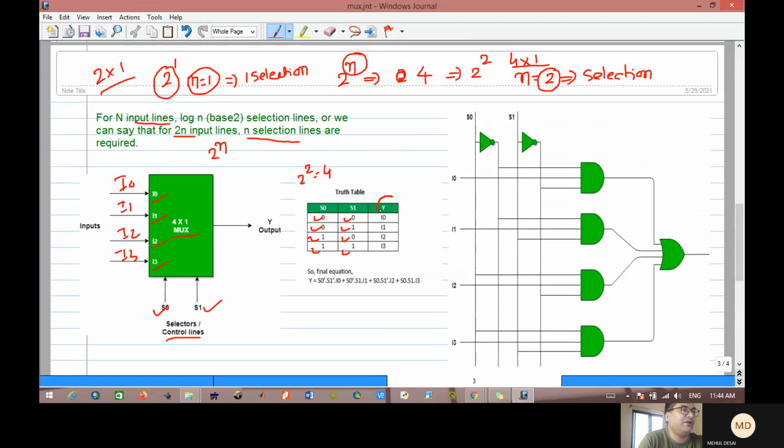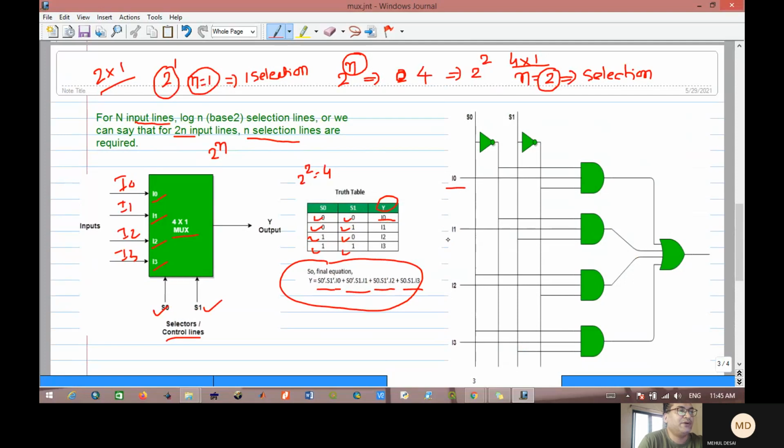Based on that, what is the final Boolean expression for this 4 cross 1 mux circuit? Y is nothing but: we get the output I0 when S0 and S1 are 0 0. So Y equals S0' S1' I0 plus S0' S1 I1 plus S0 S1' I2 plus S0 S1 I3. This is the Boolean expression of the mux circuit, and its implementation is here.